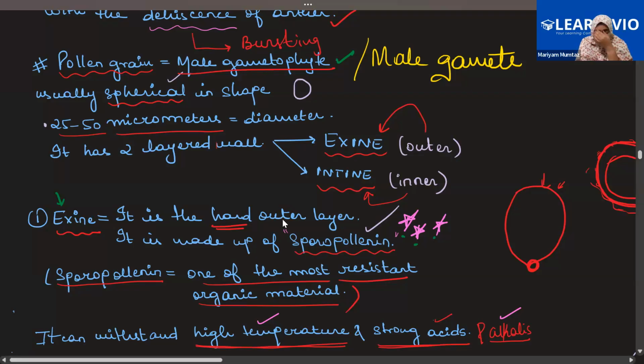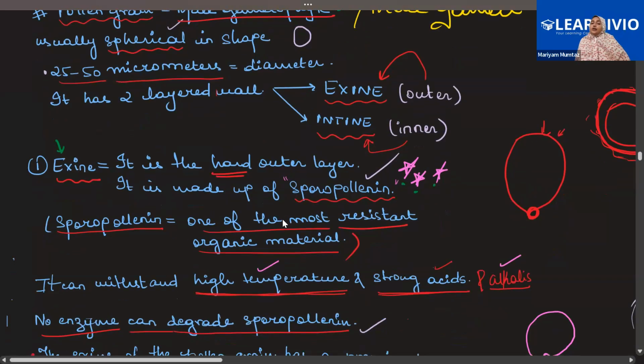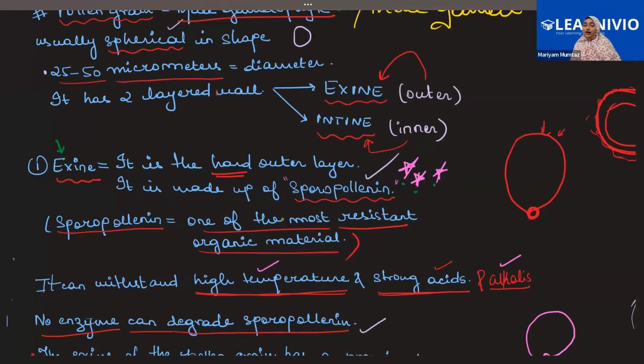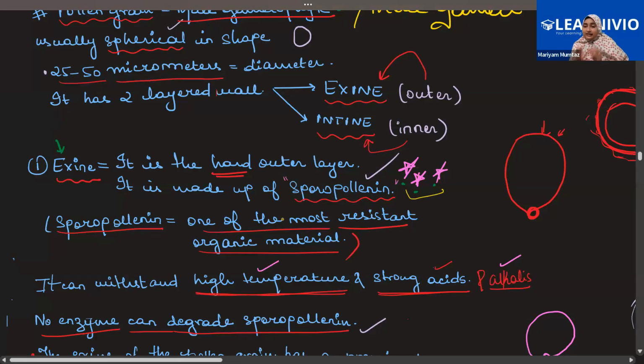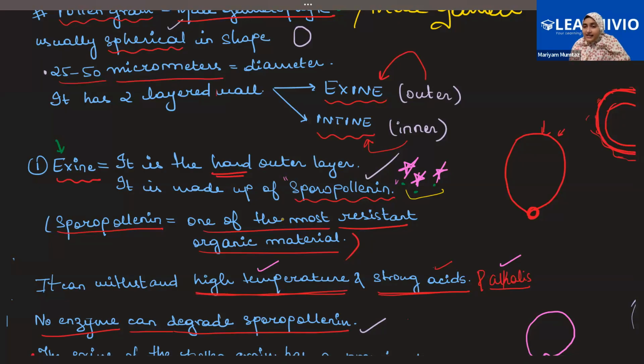Now talking about the outer layer, that is the exine. It is the very, very hard outer layer, and it is made up of a component called sporopollenin. I have made stars over here to denote that this point is extremely important: the exine, which is the outer cover of the pollen grain, is made up of sporopollenin. And this sporopollenin is one of the most resistant organic materials, meaning it will not get degraded very easily.